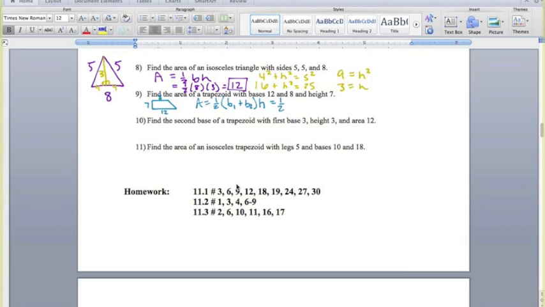So 1/2 base 1 plus base 2 times height. Doesn't matter which one we call base 1 and base 2, because when you add, 12 plus 8 is the same thing as 8 plus 12. And that's what we need to do first. Our order of operations says we need to add before you're allowed to multiply. So we'll add those up first, and then multiply this all together gives 70. There were no units in the question, so we don't need any units in our answer.